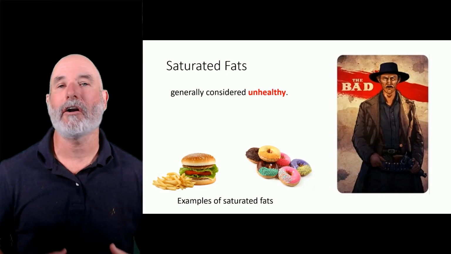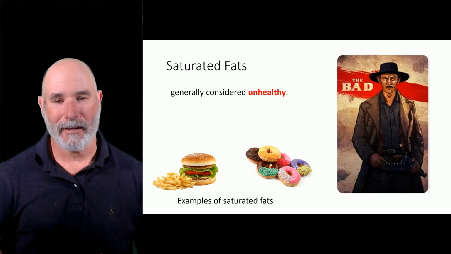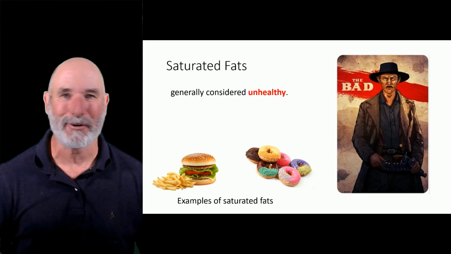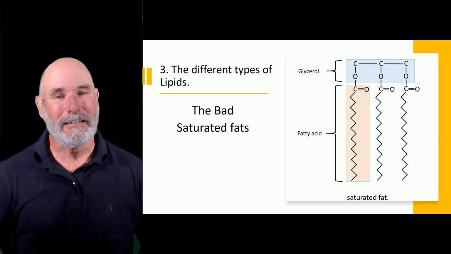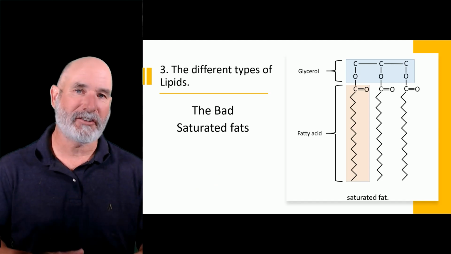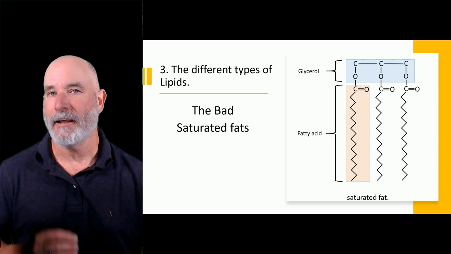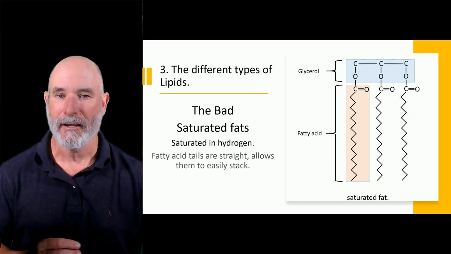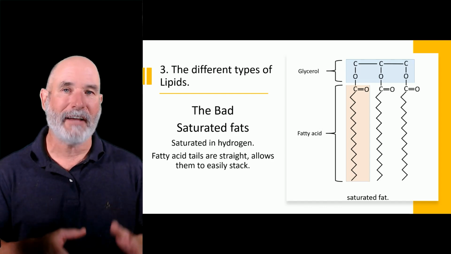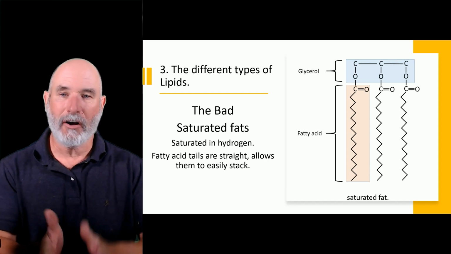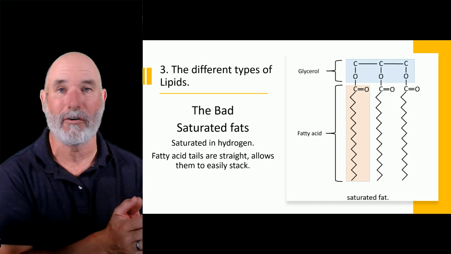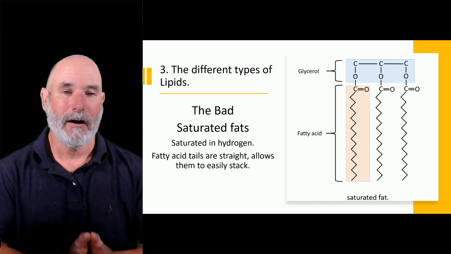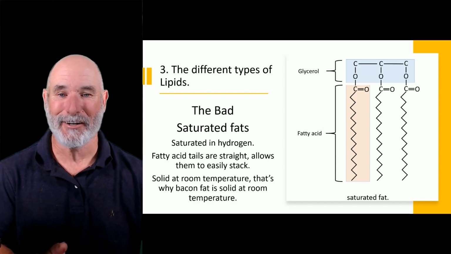The next one are the saturated fats. Yeah, all that yummy stuff like fried foods, burgers, donuts, all the stuff that tastes very nice, but not that great for you. Saturated fats are saturated in hydrogens, okay? And their fatty acids are straight chains. And as a result, they stack, right? And because they stack, guess what? They can form plaques in your arteries. All right, so that's not good.